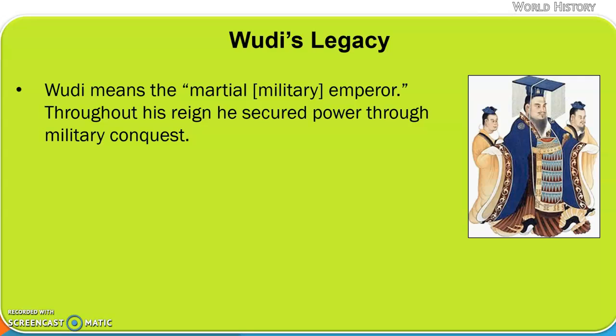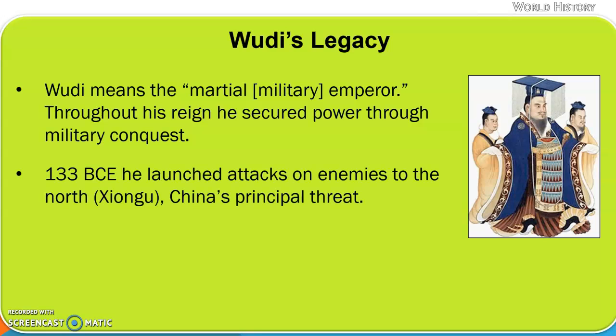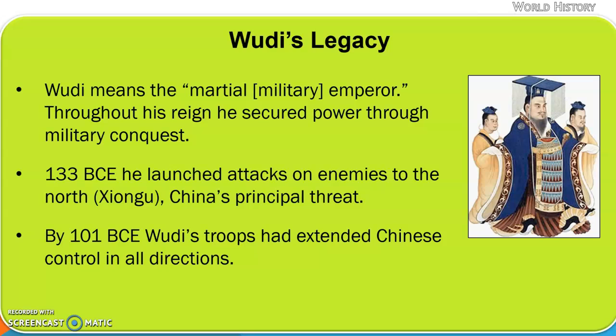Okay, so Wu Di actually means the martial emperor, the military emperor. Throughout his reign, he secured power through military conquest. In 133 BCE, he launched attacks on enemies to the north, China's principal threat. And in 101 BCE, Wu Di's troops had extended Chinese control in all directions. So he expanded the empire. He sought to expand it through military means.